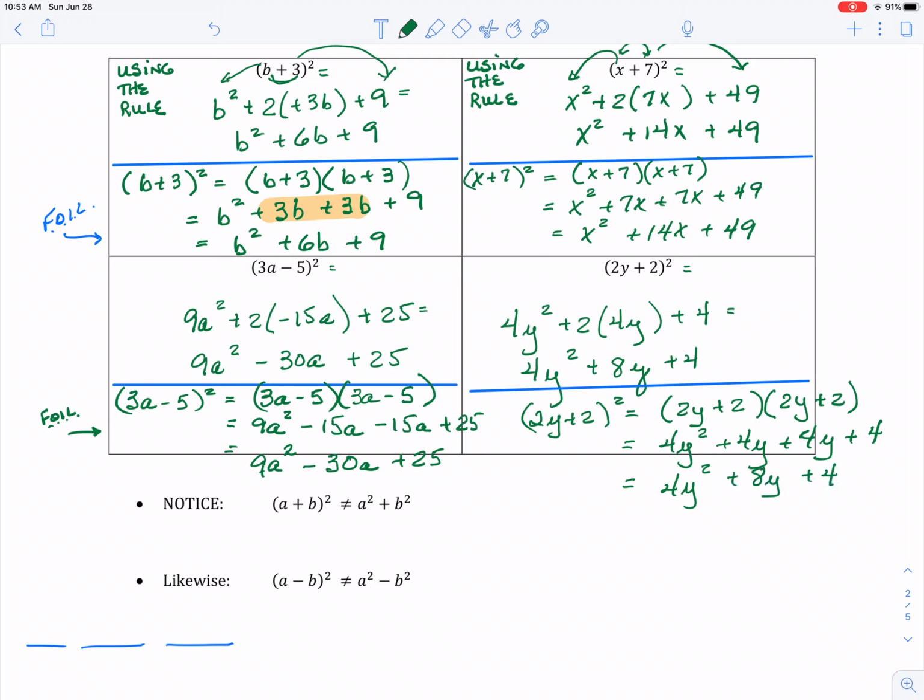All right, so one mistake that I often see from students when they see a binomial squared, they think they can just give me x squared plus 49. That is not true. Okay, so if it's m plus 3, that is not m squared plus 9. Okay, so watch for those common mistakes.